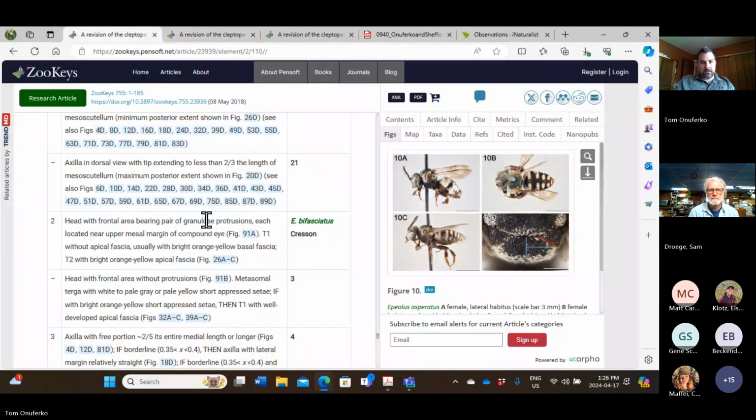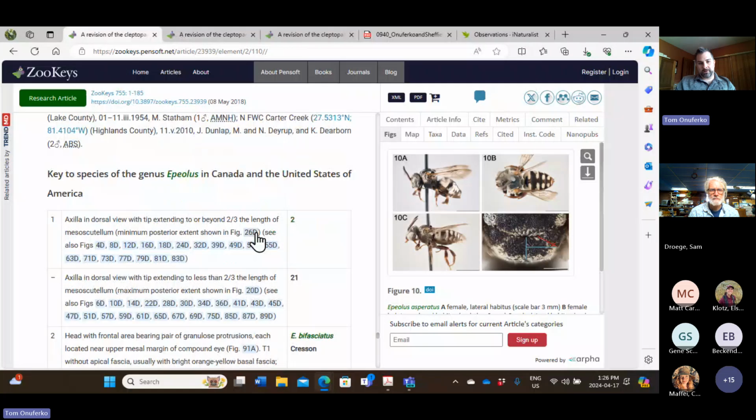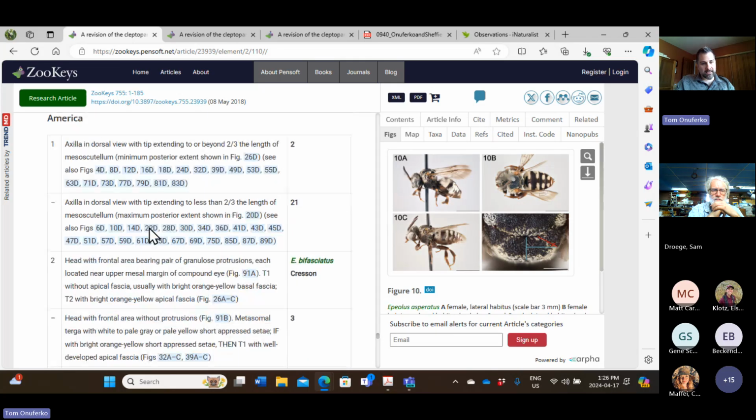So when using this key, it really helps to have an ocular micrometer within the eyepiece to measure. It doesn't even need to be calibrated. As you get more comfortable gauging the length, it probably won't be necessary to use it. It probably only really is necessary for the species where it's closest to the cutoff line. But generally, you can tell quite easily where the axillae end up.